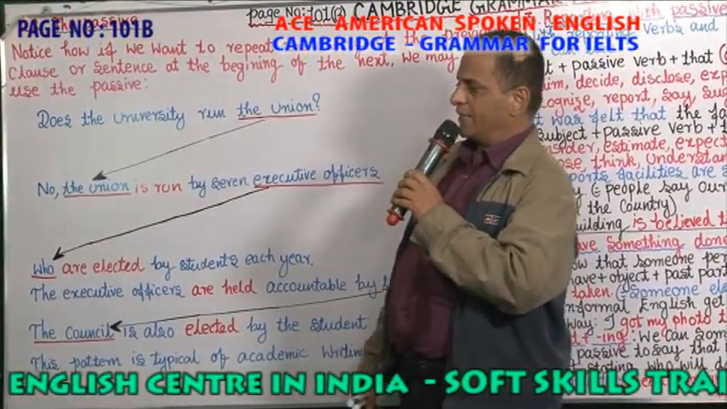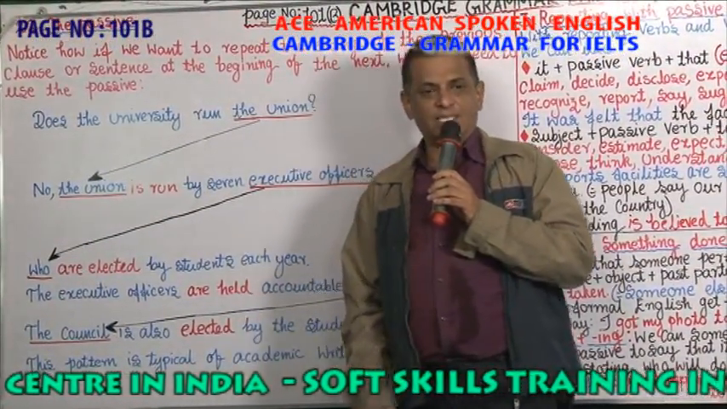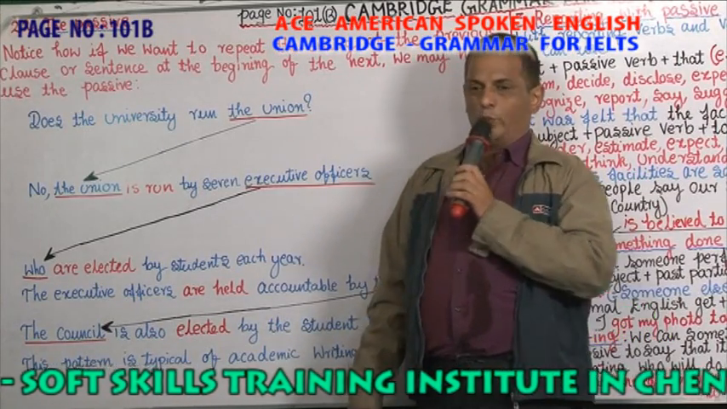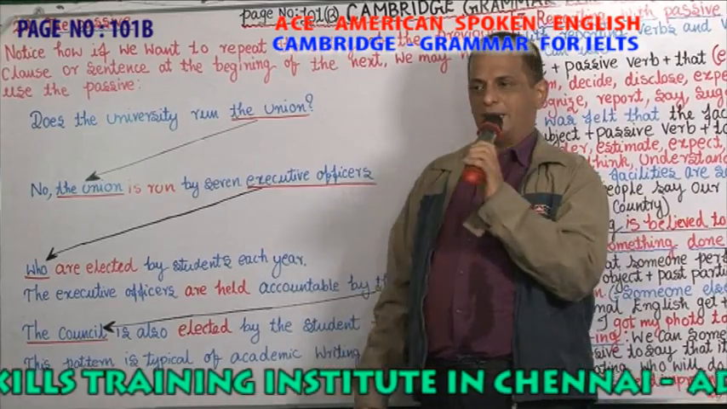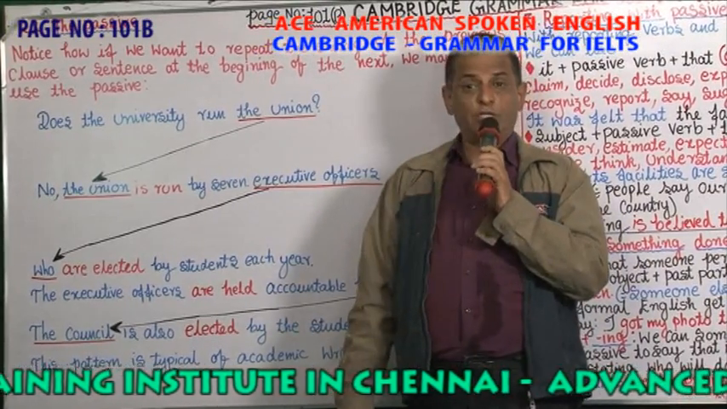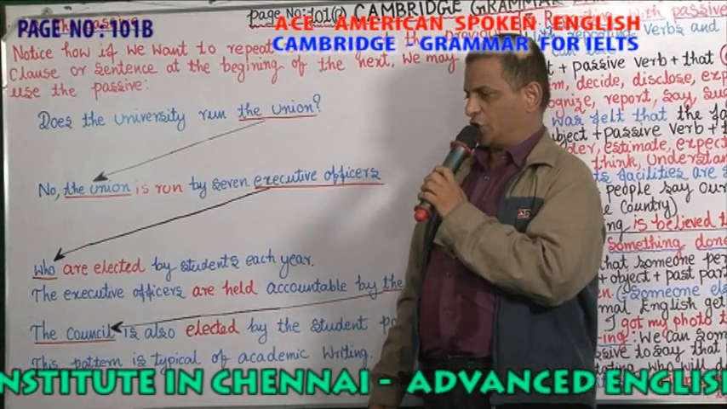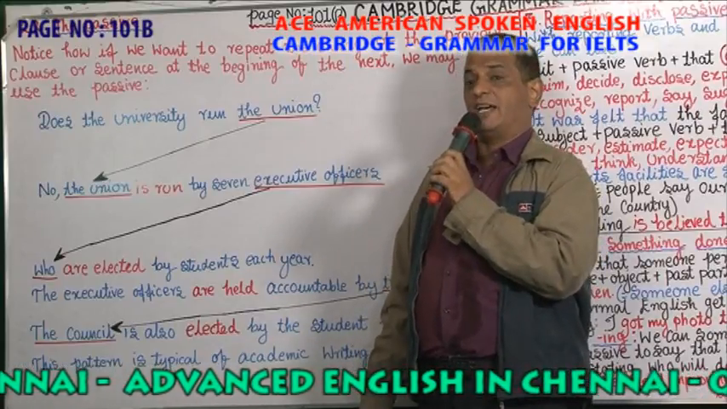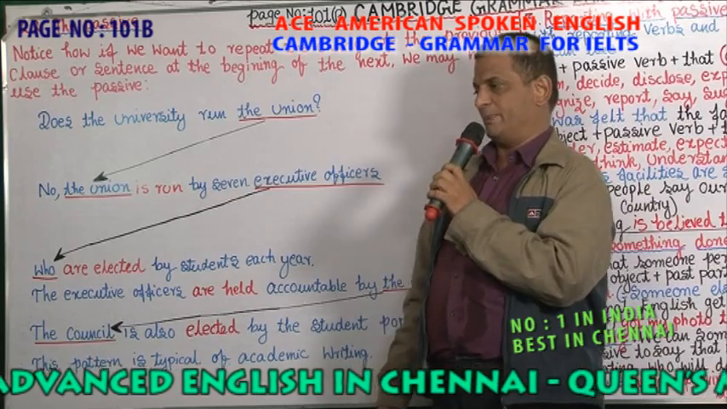When one does something, it is called active. When something is done by somebody, it is called passive. Where do you use passive? When you don't want to say who has done the action. When somebody has done the action and they are not important, then you are using passive.